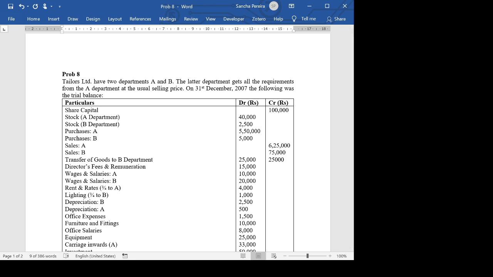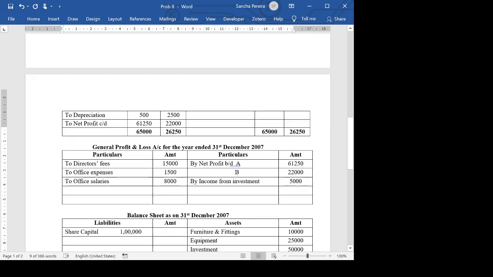Very good, Audrey. It's going to be of A because A is transferring to B. So we want to know what is the profit margin of A, or what is that selling price at which A is transferring. Okay, so I hope that is clear. We have to calculate it of A. Why A? Because A is transferring to B. So we need to know at what price A is transferring.